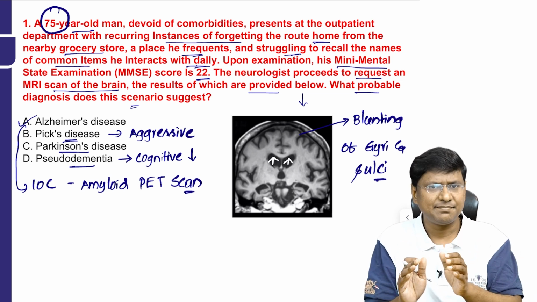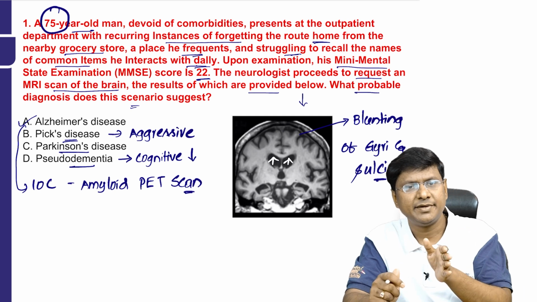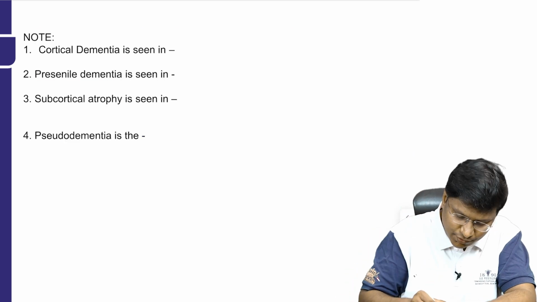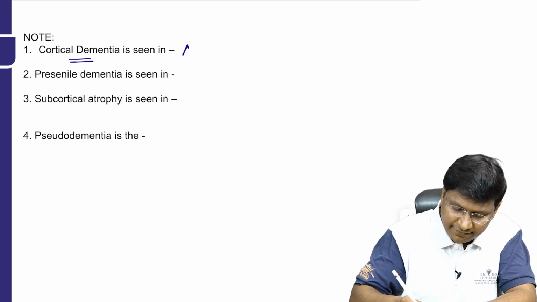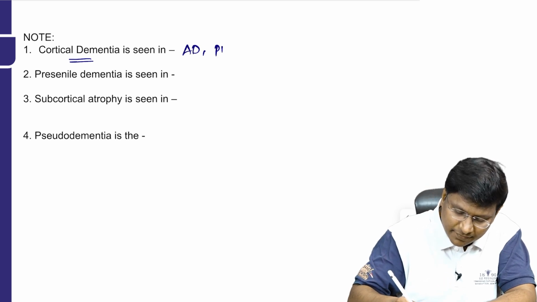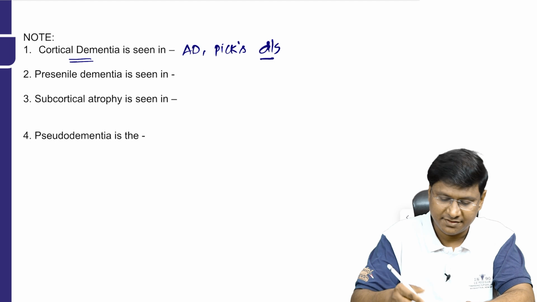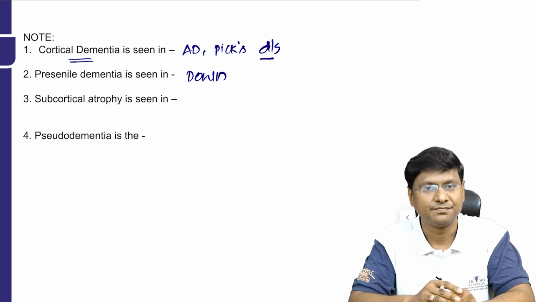At the same time, for the same question, let me try to discuss cortical dementia, presenile dementia, and subcortical dementia, and where you will have all these. So the first one is cortical dementia. In cortical dementia, you have Alzheimer's disease and even Pick's disease. So both of them are cortical dementia. Then you take presenile dementia. Presenile dementia is observed in patients with Down syndrome.